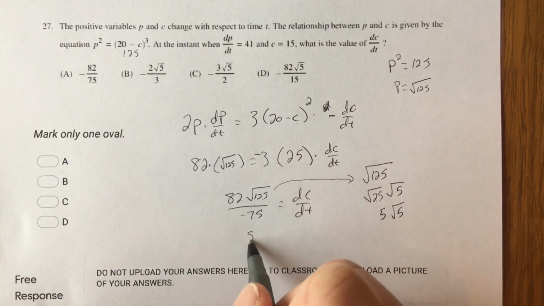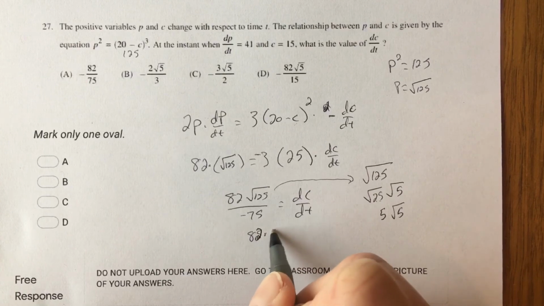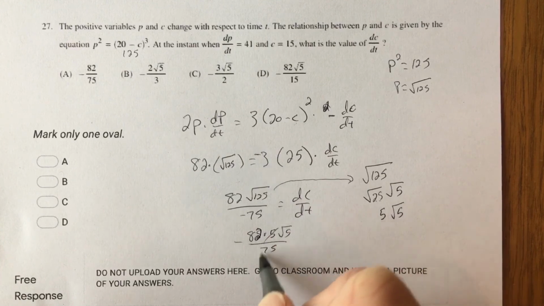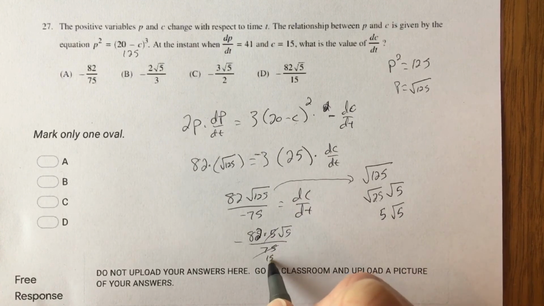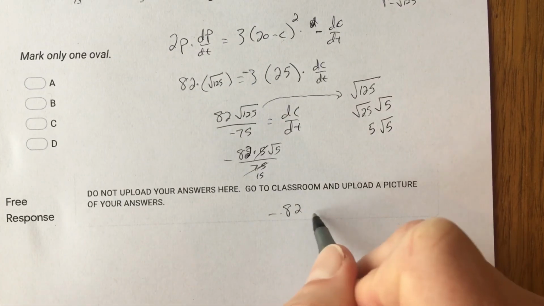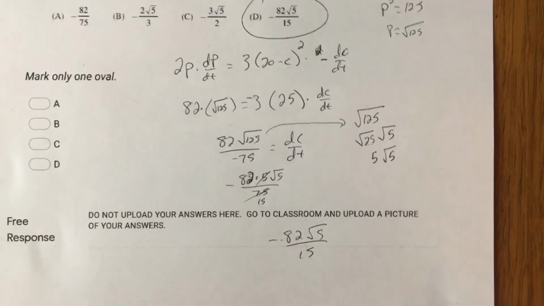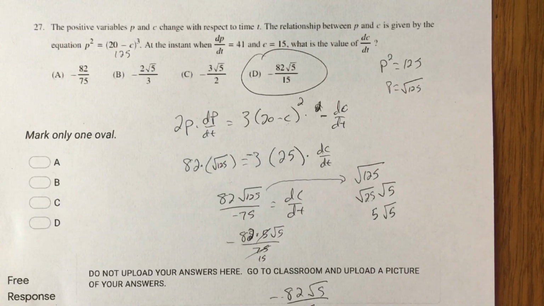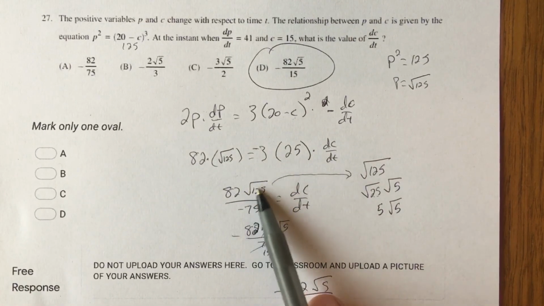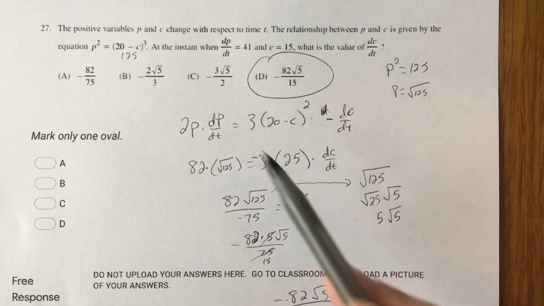So this then becomes 82 times 5 square roots of 5 over 75. And the 5 and the 75 can cancel there. And so we end up with negative 82 square roots of 5 over 15, and that happens to be D. Okay, so again, without a calculator, you can get to here and feel good, and then if you don't know how to do that, then you're just kind of guessing at that point, right? Hopefully you make a decent guess on that.